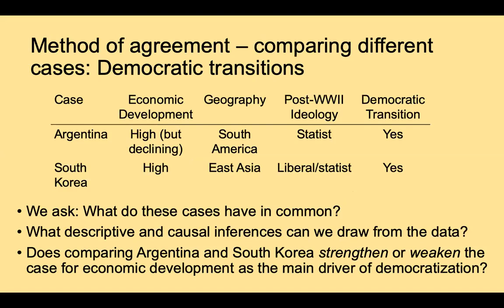And so let's look at the data. We've got the values on our different variables for our two cases. We've got economic development, geography, and post-World War II ideology, and then of course the outcome, democratic transition. They have the same outcome, and we're asking, what do these different cases have in common? We're comparing different cases and looking for what unifies the cases and might explain the outcome. And then ultimately, we want to draw inferences from this data, descriptive and causal inferences about what causes democratic transitions.